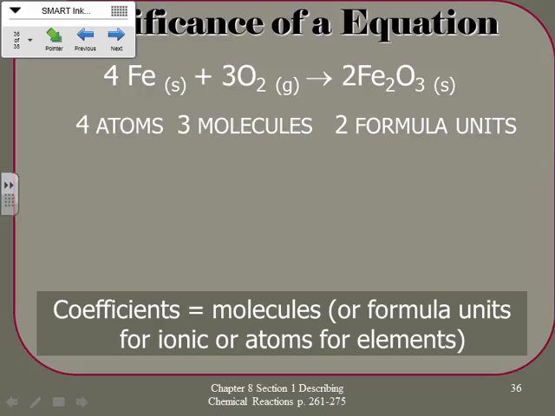But that's not really what I'm focused on right now. I'm just focused on how do we actually say an equation like this? What does it mean? Okay? So what that means is this is the right ratio for this thing to react.